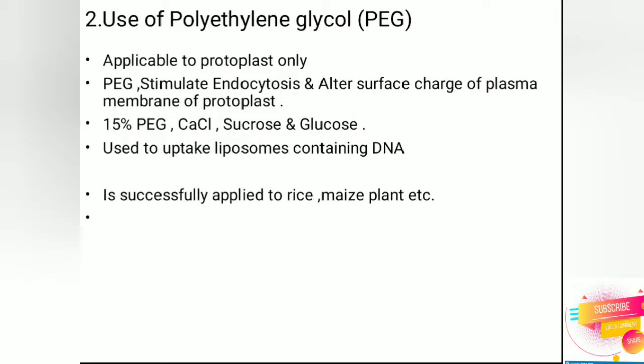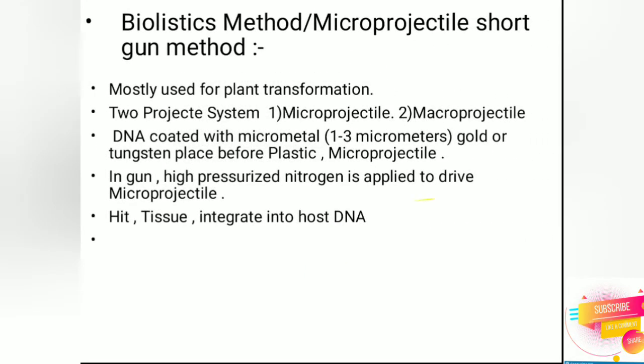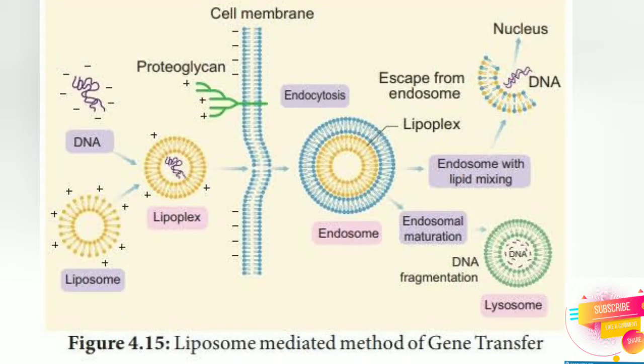What does PEG actually do? PEG alters the surface charge of the cytoplasmic membrane and protoplast, so it stimulates endocytosis. The liposome binds to the cell plasma membrane and then introduces the DNA into the cell. Along with 50% PEG, calcium chloride, sucrose and glucose are also present in the solution. PEG has been successfully applied to rice and maize plants. You can see it on the screen.